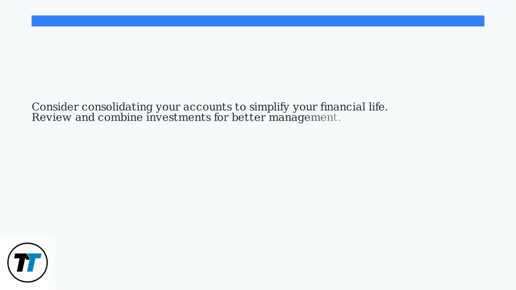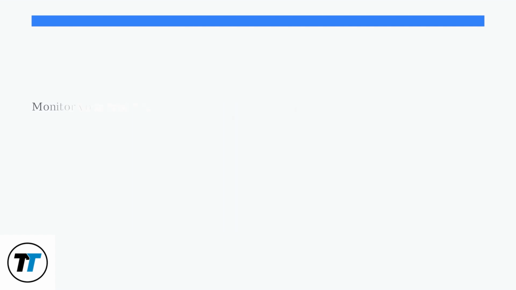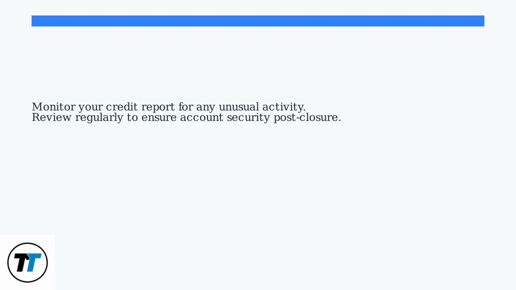Consider consolidating your remaining accounts to simplify your financial management. As trends show, many investors combine accounts to reduce complexity and improve oversight of their investments. Monitor your credit report for any unusual activity after closing your account. Regular reviews help ensure security and catch any potential issues early.